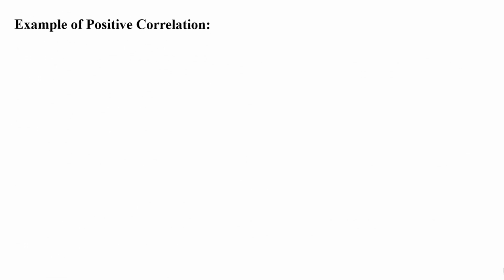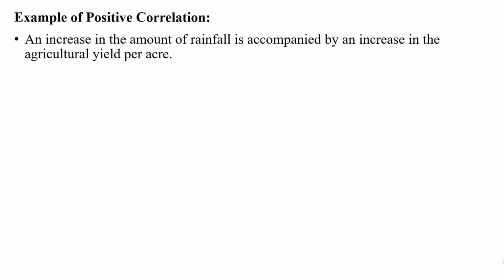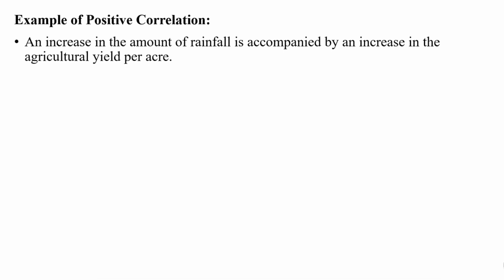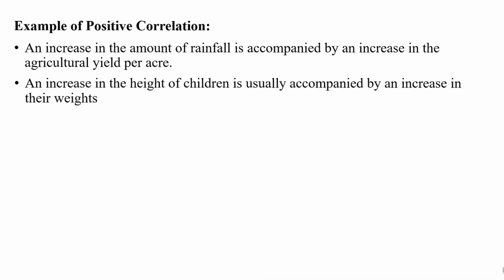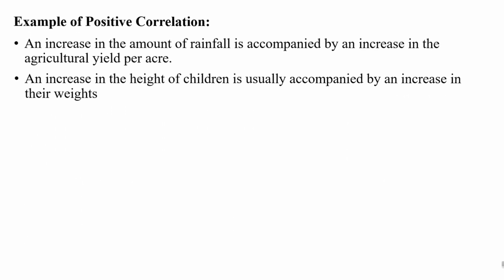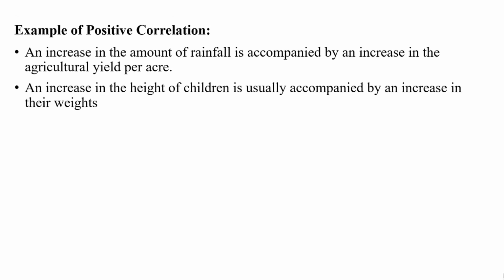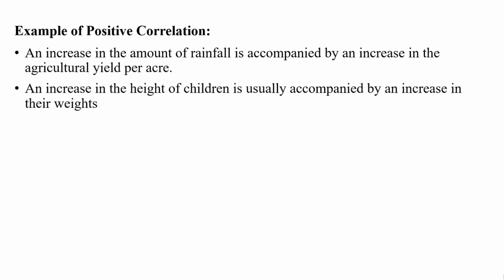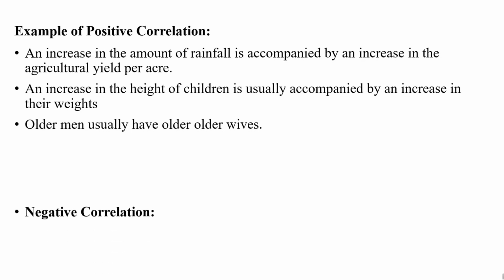Now what are the examples of positive correlation? An increase in the amount of rainfall is accompanied by an increase in the agriculture yield per acre. The second example is that an increase in the height of children is usually accompanied by an increase in their weight. Next example, older men usually have older weights.